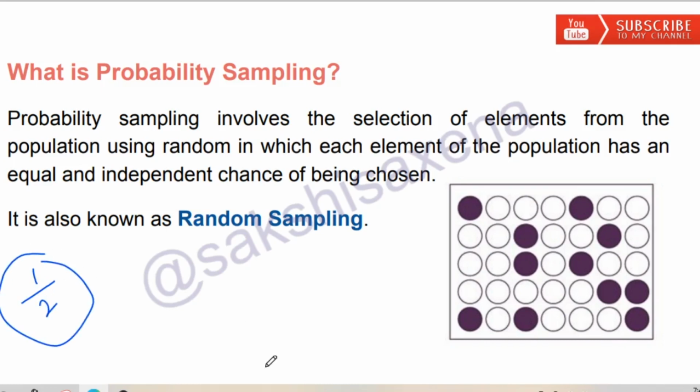And this is also known as simple random sampling. For example, I will give you an example. There is a coin. In a coin there is a head or a tail. So what will be the probability of getting a head? The probability will be half, because there is an equal chance to draw. So this is known as simple random sampling, or we can say sampling.